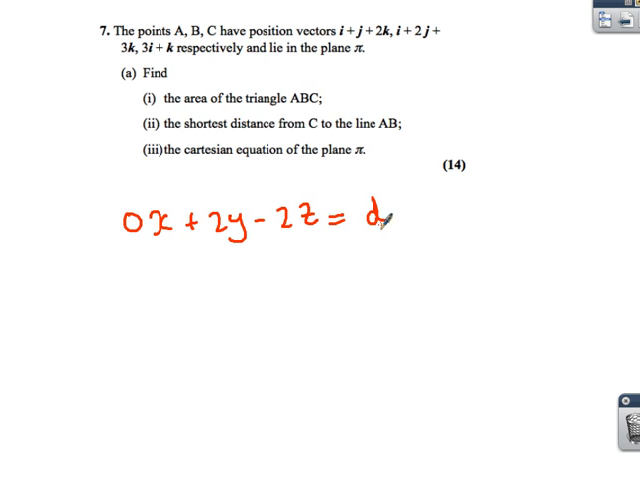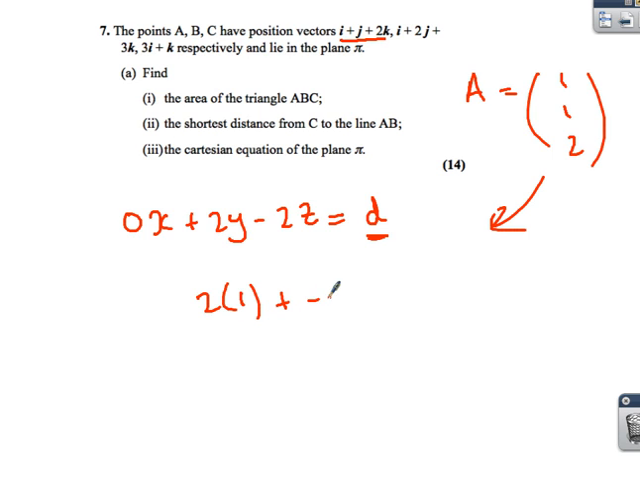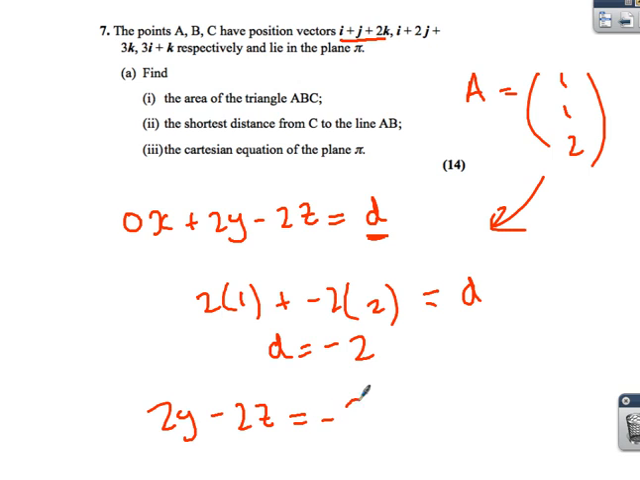The only thing that we need to work out is what is this value d going to be. Well, if I look at this here, this is saying the point A is 1, 1, 2. Now if I basically put these values into this equation here, obviously there's no x's, I've got 2 lots of 1 plus minus 2 lots of 2 is equal to d, and therefore I end up with d equals negative 2, and that's it. So I now know that the Cartesian equation of the plane is 2y minus 2z is equal to negative 2.